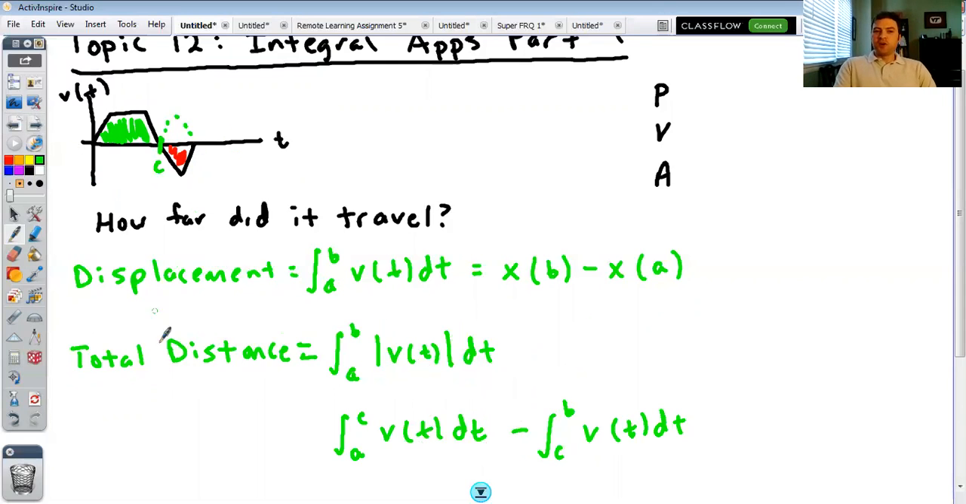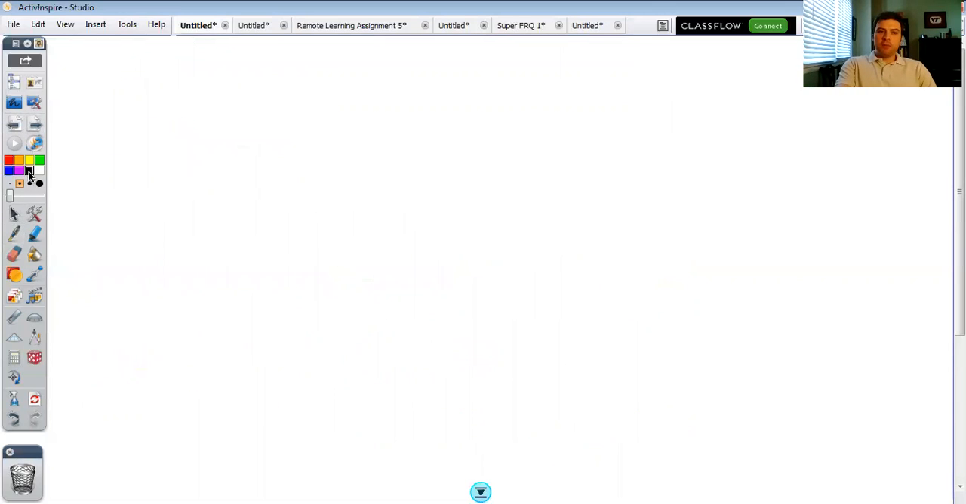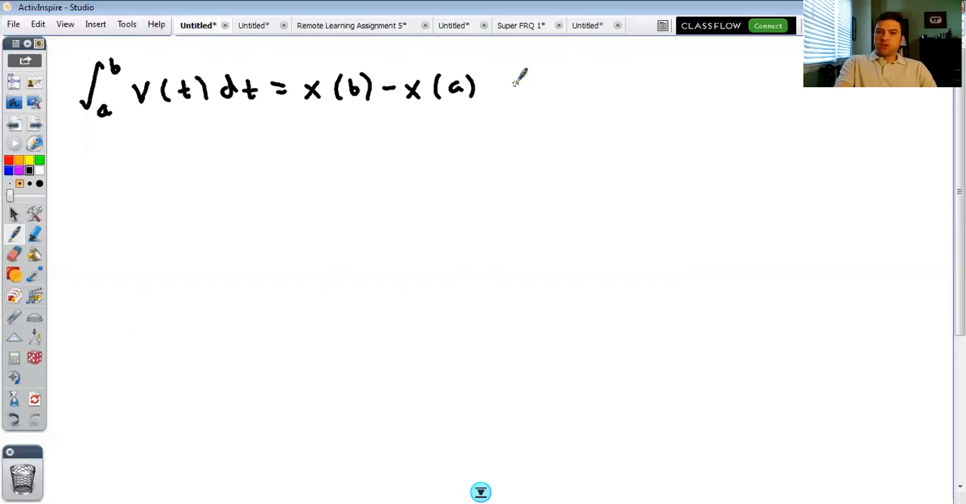We got a nice little overview here, but let's look a little further at some other integral ideas with motion. So things that we've written so far. The integral from A to B of velocity is the net change in position, which is the displacement.